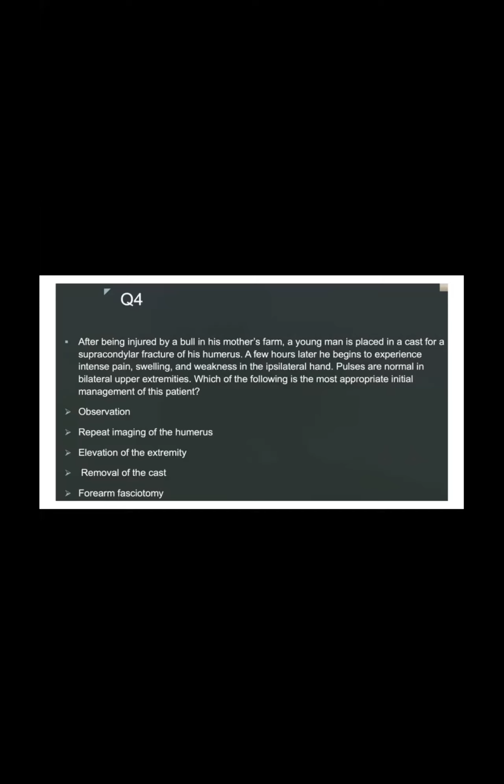These are only three words: intense pain, swelling, weakness. I have to remove the cast immediately, because I don't want to miss a compartment syndrome in a person with normal bilateral upper extremities. I don't want to injure any nerve through compression, so I have to remove the cast immediately. Clear? Yes, ma'am.